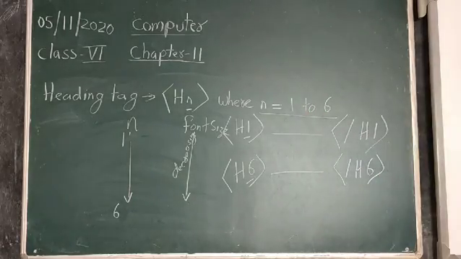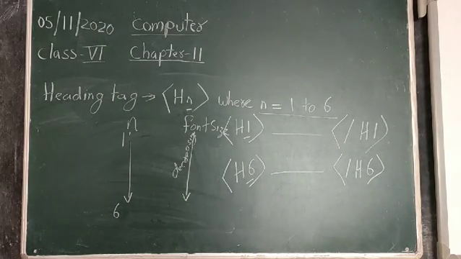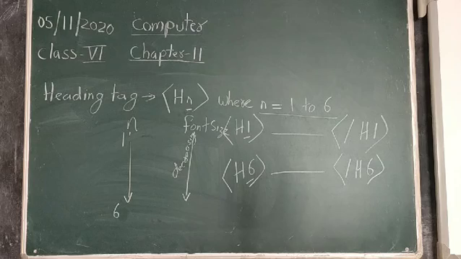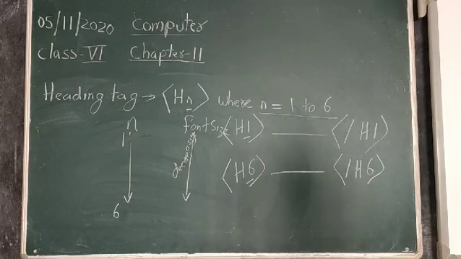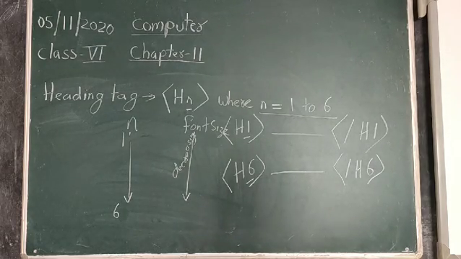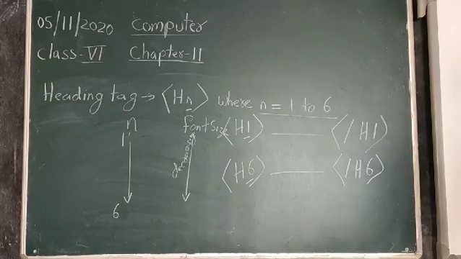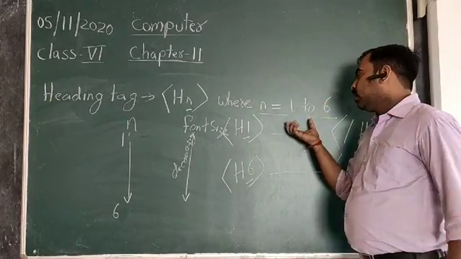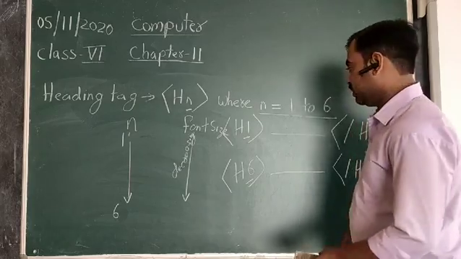Clear? Once again, the heading tag is generally used to present any text or sentence in the web browser in different font sizes. If you want to display it using different font sizes, you can use the heading tags, and by specifying the value of N, from 1 to 6, you can display different sentences or different words in different font sizes.